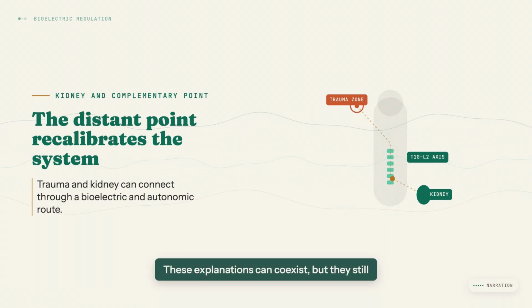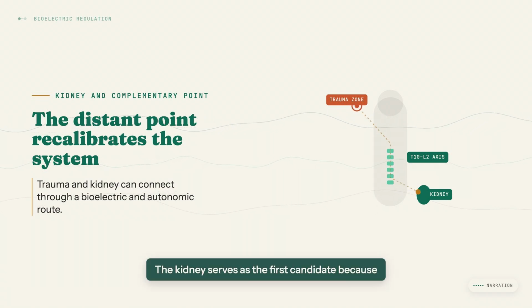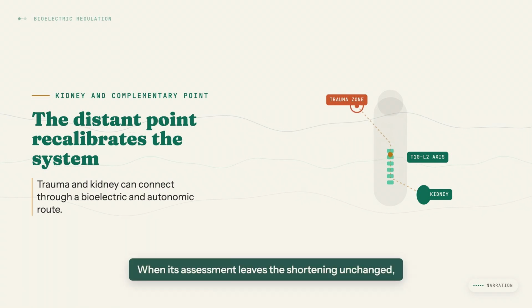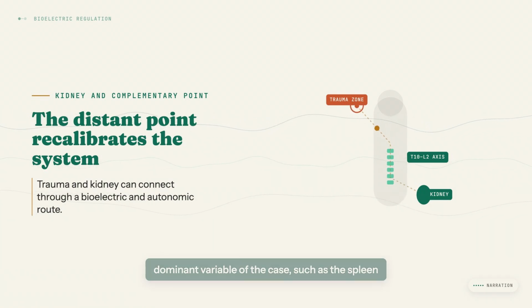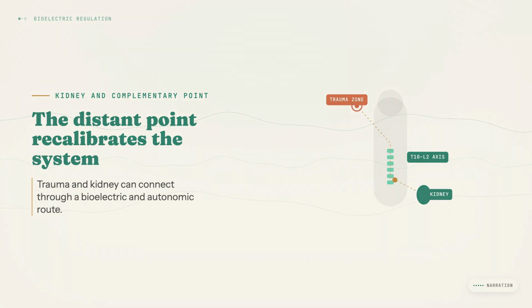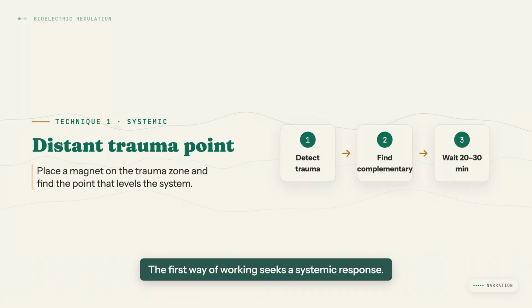These explanations can coexist, but they still need direct research. The kidney serves as the first candidate because of its regulatory role. When its assessment leaves the shortening unchanged, scanning may point to another node related to the dominant variable of the case, such as the spleen in a more general inflammatory pattern.